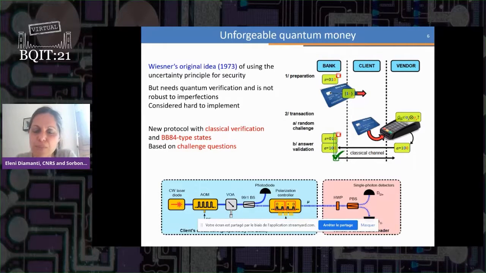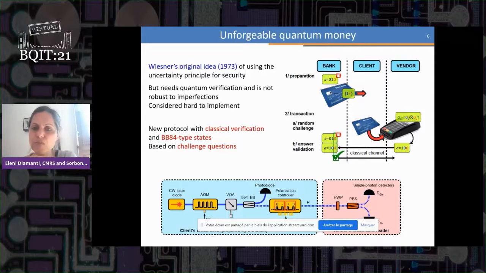So we have built upon previous work to propose protocols that can only work with classical verification. So basically, the bank prepares the quantum money states, gives them to the client in the form of qubit states. Then they are immediately measured by the vendor, who is supposed to be trusted in this particular implementation, the trusted terminal, so the security guarantee is against a dishonest client. And then the whole security is based on challenge questions that the measurement needs to answer with respect to the quantum states that the bank had prepared.